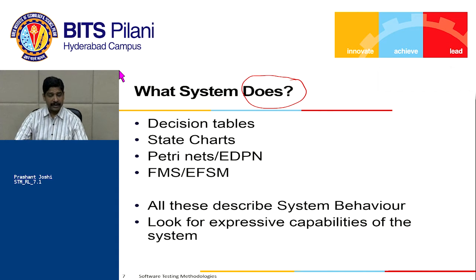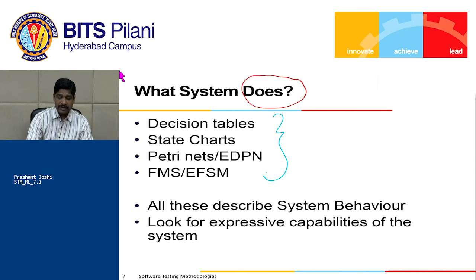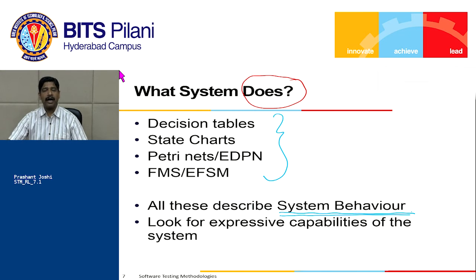What the system does is all defined using things like decision tables, state charts, Petri nets, finite state machines. They describe system behavior. How does the system behave? This is where the system's expressive capabilities come into being. Expressive capabilities. This is how the system is going to behave.